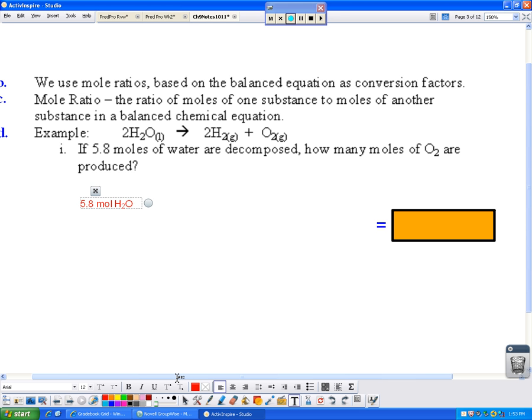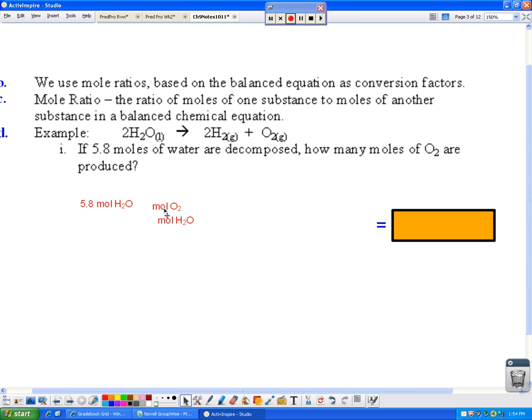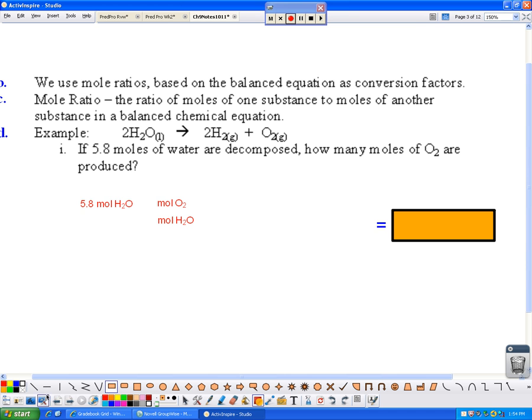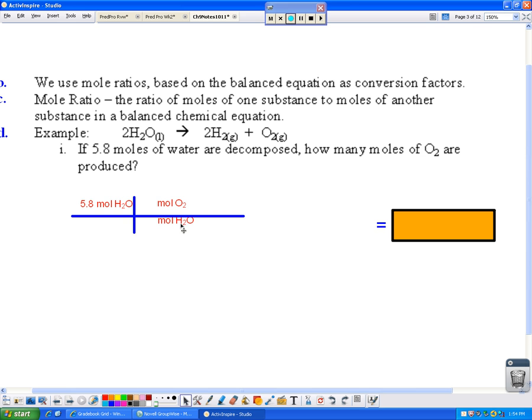Okay. Now let's see, we need to cancel that out, so we need to put moles of water on the bottom. Moles of water. And what are we trying to convert it to? Let's see, it says we want to know moles of oxygen. So let's set this up here. I'll draw my dimensional analysis lines. There we go. So moles of water on the bottom, moles of oxygen on the top. I still need to fill in those numbers.